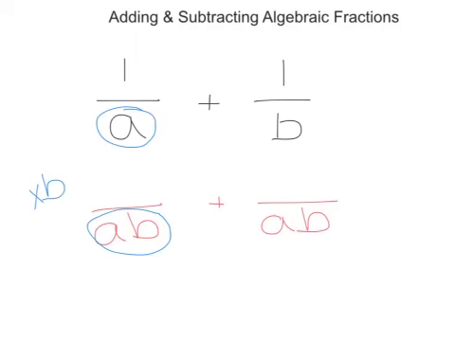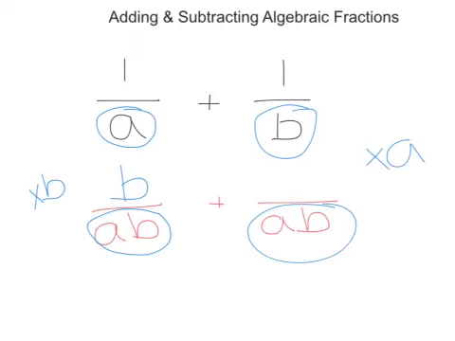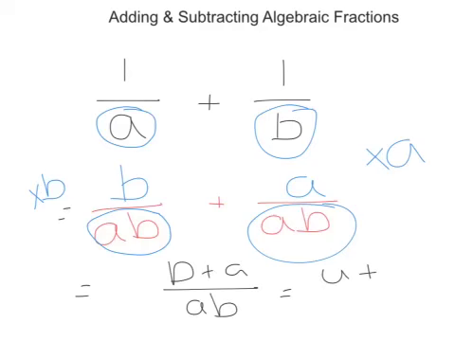So now I have to do 1 times b, which is b. And then the same again here. I went from b to ab, so I multiplied by a, so 1 times a is a. And then if I complete this, I've got b plus a over ab, and a plus b over ab is also correct.